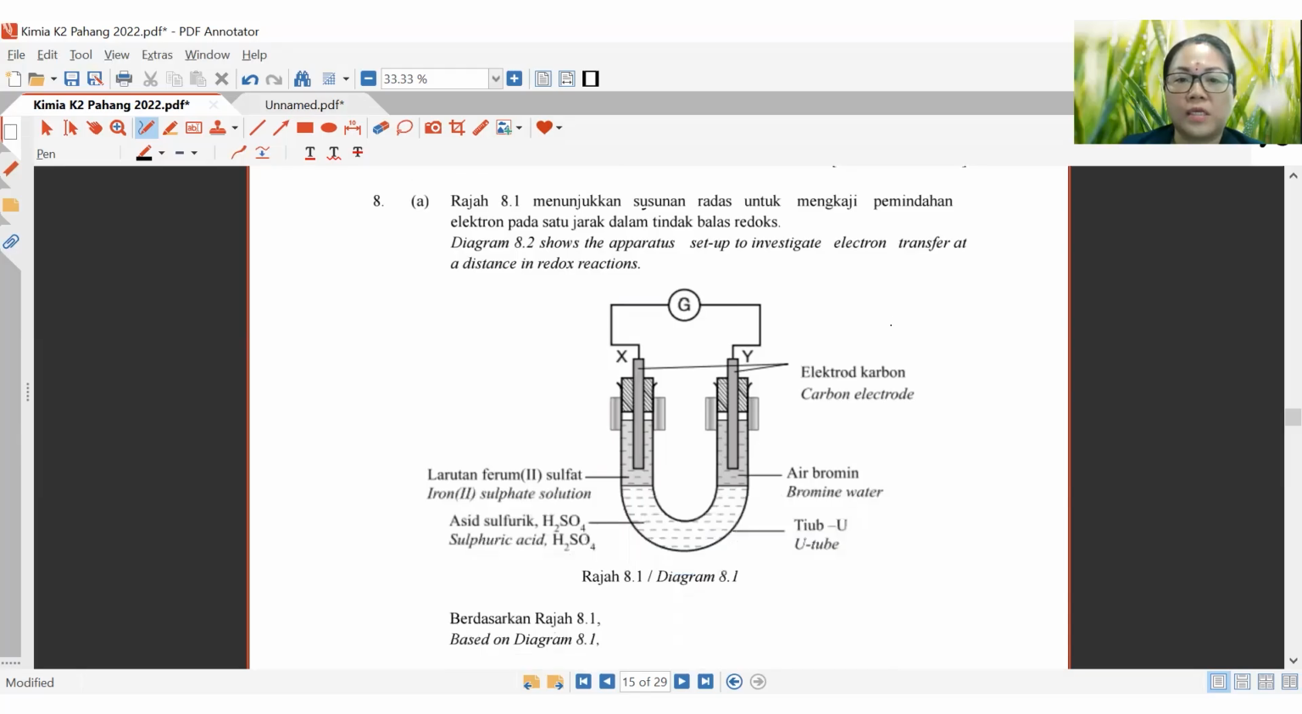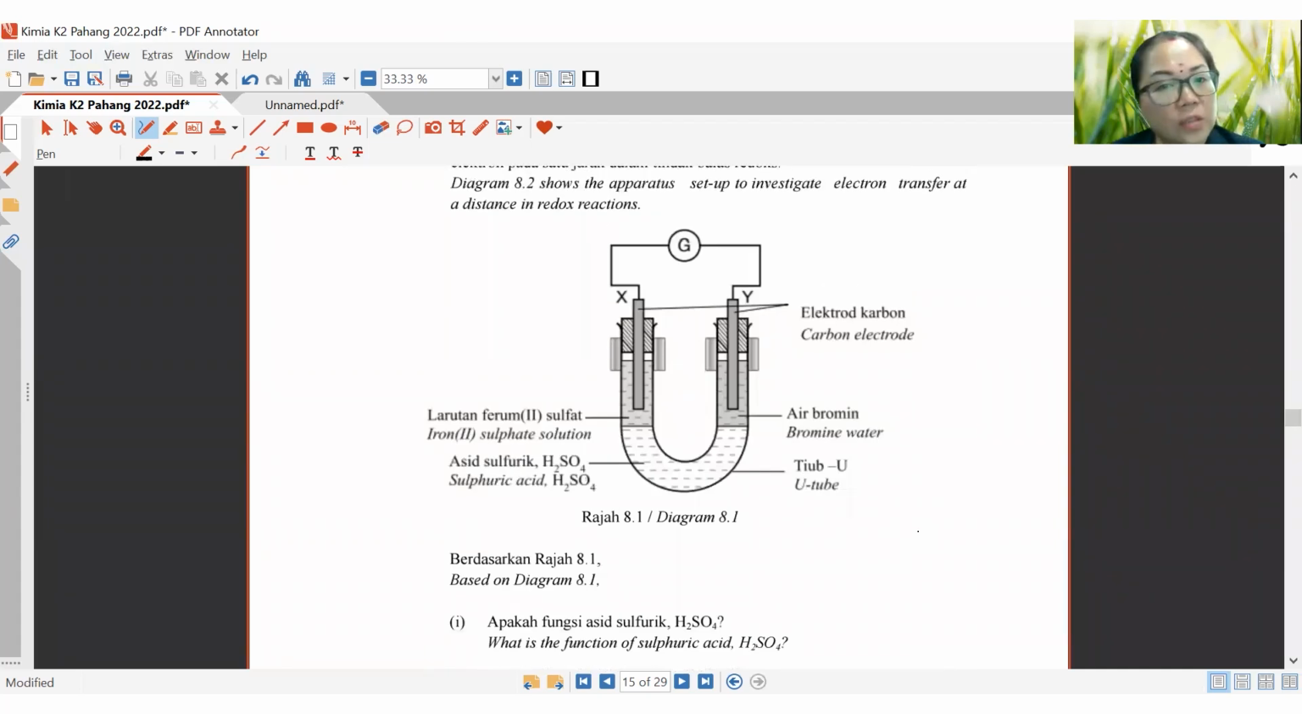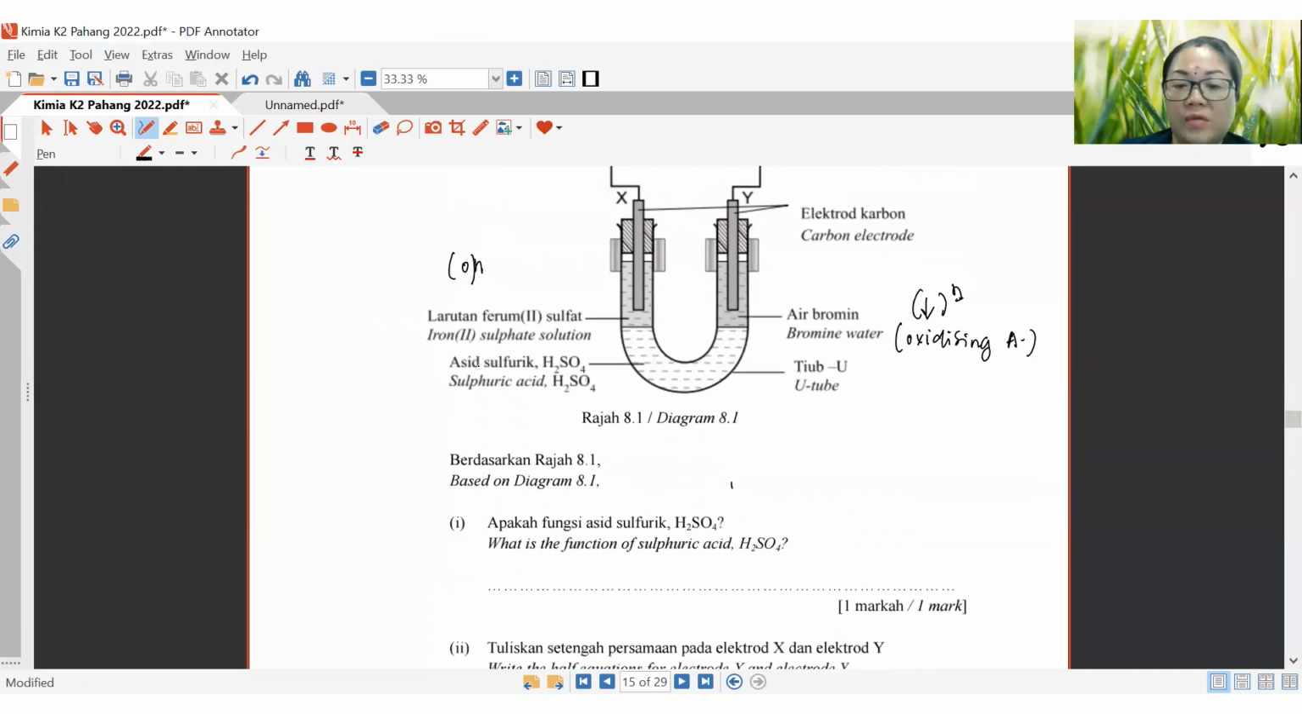Okay, let's look at question 8. 8a, diagram 8.2 shows the apparatus set up to investigate electron transfer at a distance in redox reactions. So first, I will always advise students, when it comes to questions like this, identify your oxidizing agent first, which is in this case the bromine water. It's an oxidizing agent, meaning it undergoes reduction. So definitely this side will undergo oxidation. Now then only we look at the question.